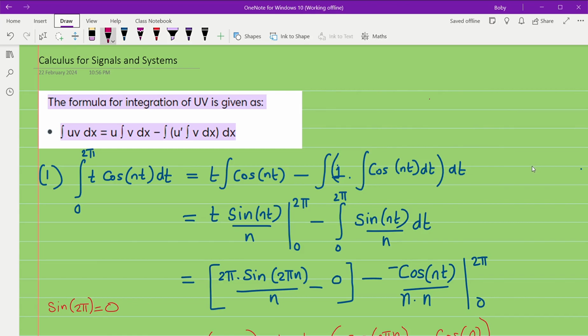Dear students, today we are going to see some of the calculus problems which are related to the course of signals and systems. Now, first of all, let us see the formula for integration of UV.